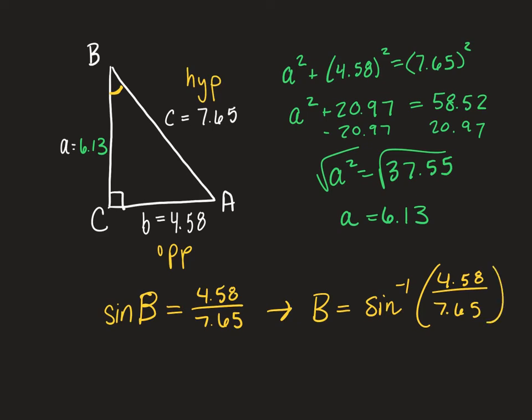So you're going to hit your sine -1 button, and then in parentheses, you're going to put 4.58 divided by 7.65, close your parenthesis, and then that will tell you that angle B is equal to 36.7. Now, with angle measures, I will let you round it up to the nearest whole number. So you could say that angle B is 37 degrees. And now that we have our 37, and we know that C is 90, we can do 90 minus 37 to get that angle A is going to be 53 degrees. So then you have solved for all of your parts.